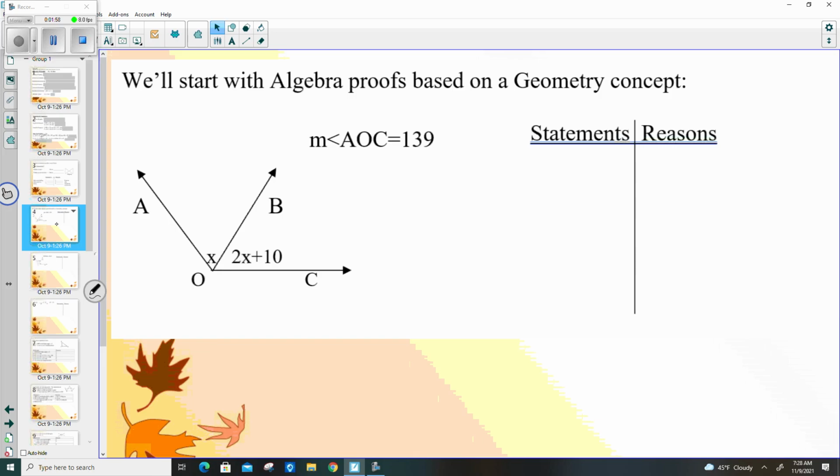Okay, so when I start with algebra ones, I'm going to start us with a geometry concept and then work us through the algebra that would help us solve for x. So kind of like what you've already done on tests and quizzes for me, where you've looked at a geometry picture and you set up an algebra equation and solve for x. We're just going to do that. So for instance, on this first one, it tells us angle AOC is 139 degrees. And then it gives us in the picture those two little angles are x and 2x plus 10. What do we do to set up an equation to solve for x on this problem? It's a chapter 1 question.